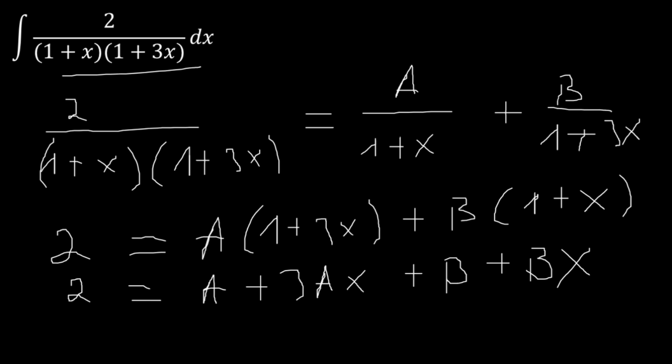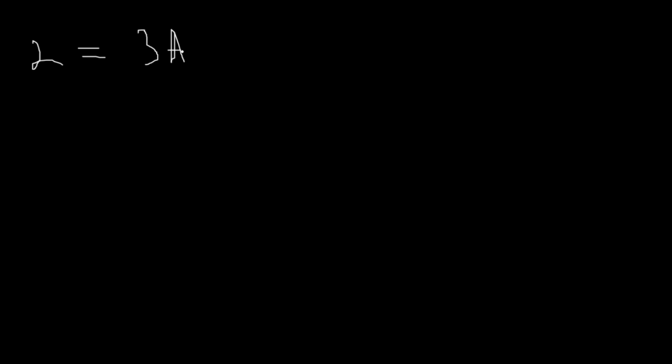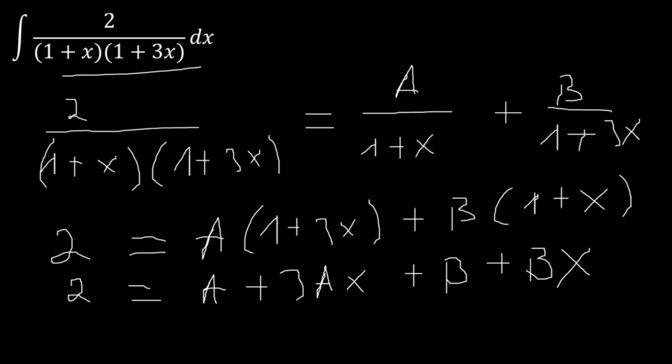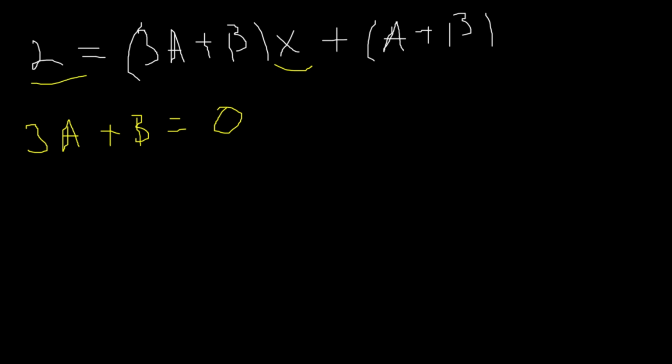What you can then do is join the like terms. Therefore, you're going to have 2 is equal to, bring the terms in x on one side, 3a plus b, all that times x, plus, on the other side, a plus b. What are you seeing at this point? You can have two equations, that is 3a plus b is equal to 0. Why are we saying 0? Because on this side you have no term in x, and equating the terms, you cannot have a term in x, and on the other side you have a plus b is equal to 2.